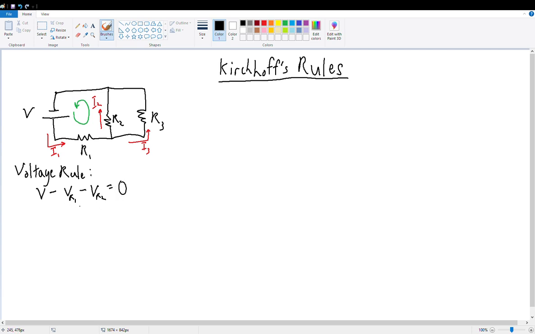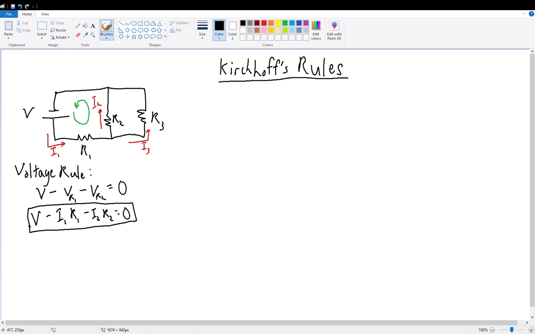Now importantly, because what we're actually trying to find are these currents, I need a way to relate these voltages to these currents. That's where Ohm's law comes in, right? For Ohm's law we know V equals IR. So this really is just V minus I1 R1 minus I2 R2 equals 0. So this is the equation for our loop. Right, so that's how we use Kirchhoff's voltage rule.